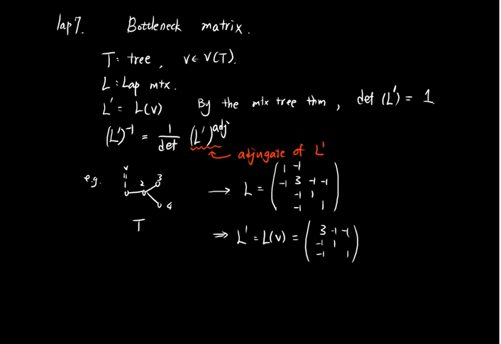The idea of the adjugate is you take out one column and one row and calculate its determinant, and then you determine one entry. So the entries of the adjugate are always integers, provided that L prime is all integer, right? So the adjugate of L prime has all integer entries. And because the determinant is equal to 1, the whole matrix, the inverse, is again an integer matrix.